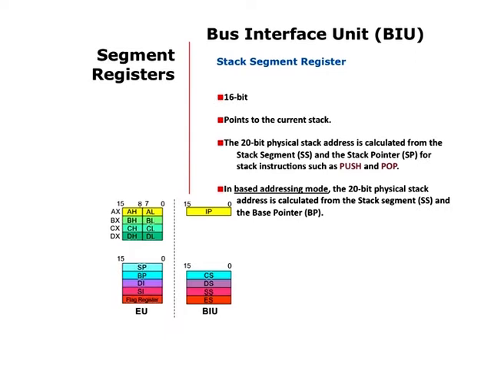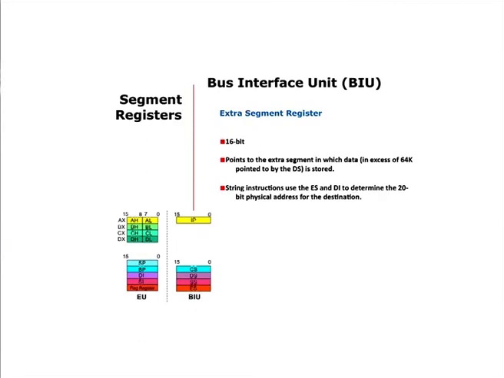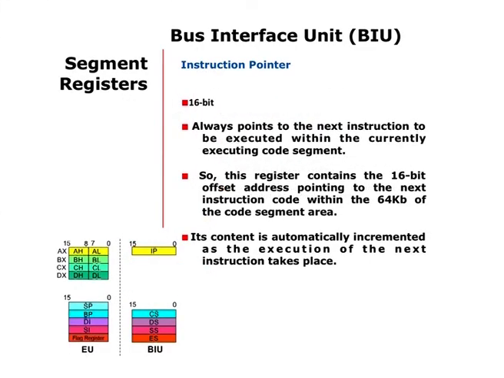Now the next segment register is the extra segment register. As the name suggests, extra, it is used for storing data which has not been stored in the data segment due to shortage of space. Again, this extra segment register is a 16-bit register. It points to the extra segment in which data in excess of the 64K pointed to by the DS is stored. The string instructions use the ES and DI to determine the 20-bit physical address for the destination. Now the next register is the instruction pointer register.